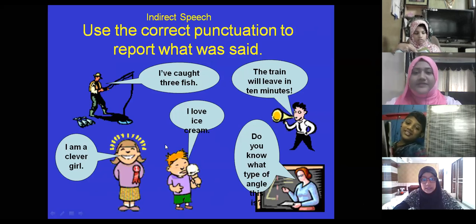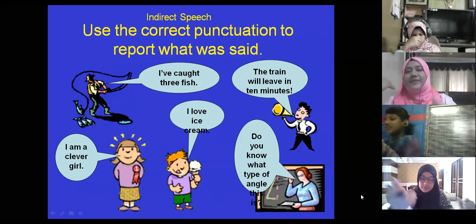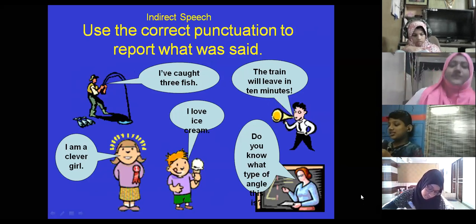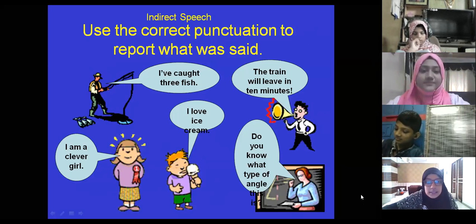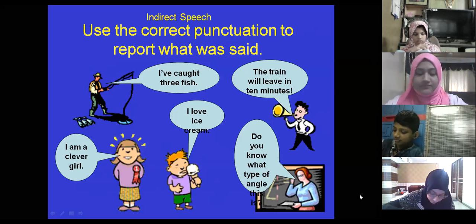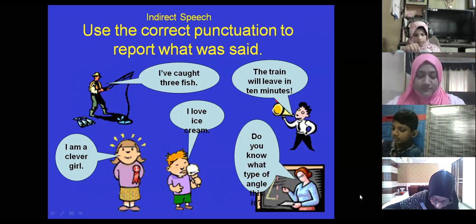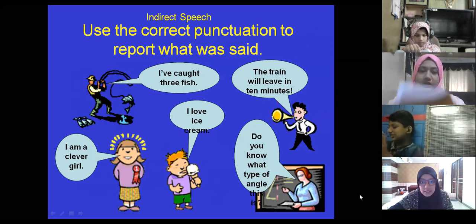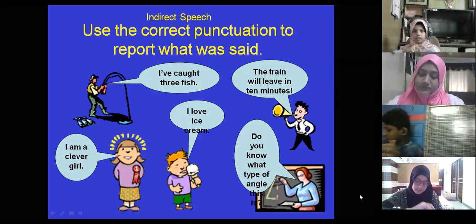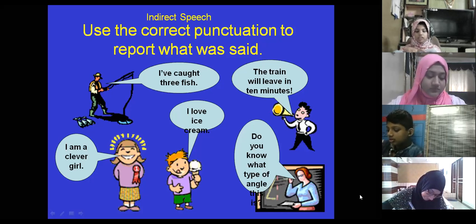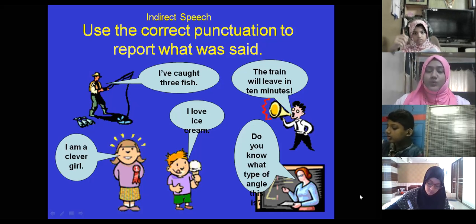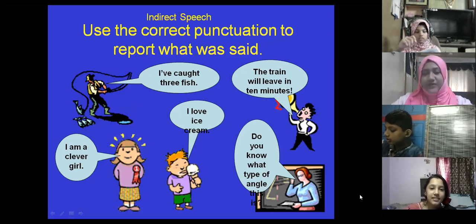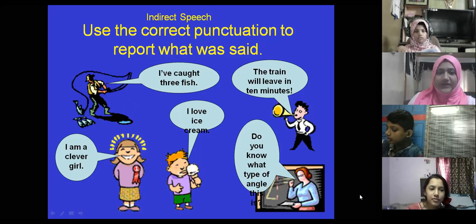Let's go. Exercise 2. Let's make it into indirect speech. The man said that I had caught 3 fish. The station master said that the train would leave in 10 minutes. Would be leaving in 10 minutes is also correct. Would leave in 10 minutes is also right.